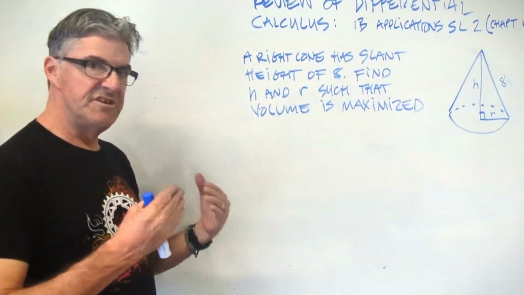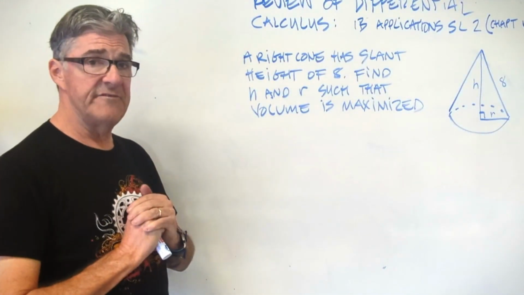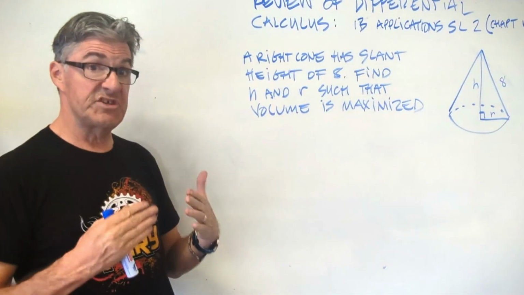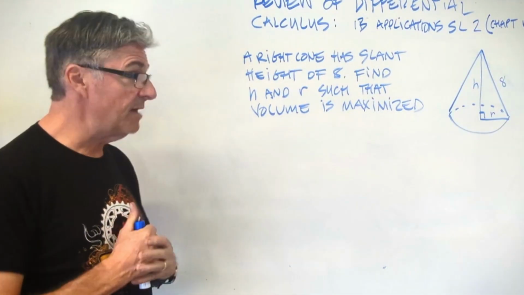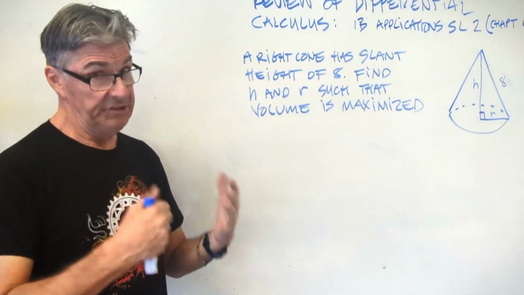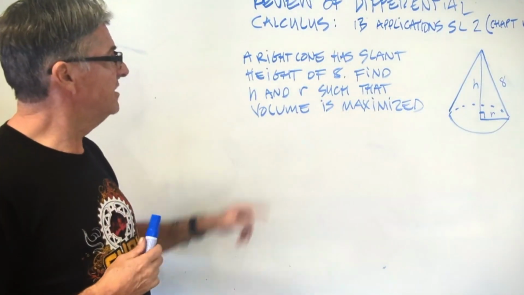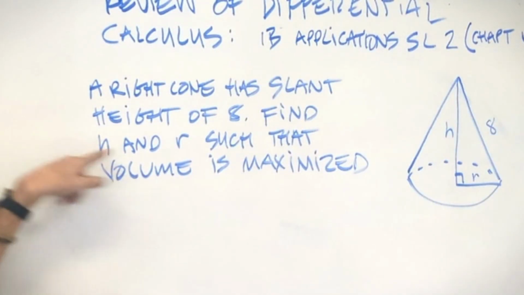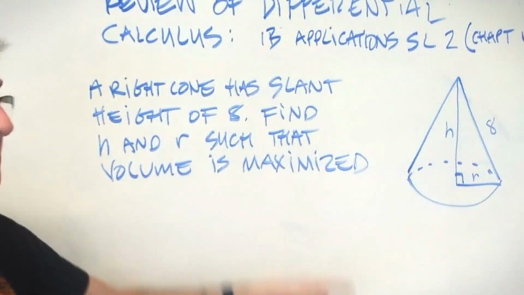All right, here's another fairly tough kind of IB problem if you're not well practiced, especially in this first step, the entry point into the problem. Oftentimes that takes critical thinking, and if you can't get there, you really don't know what to do. So let's take a look. A right cone has a slant height of 8. Find the height and the radius such that volume is maximized.